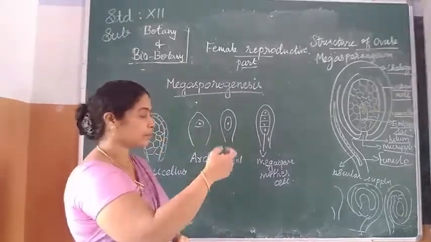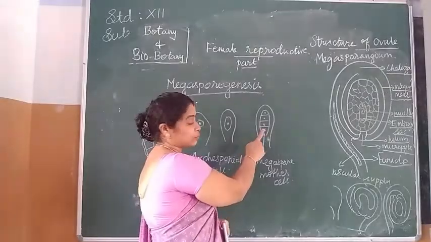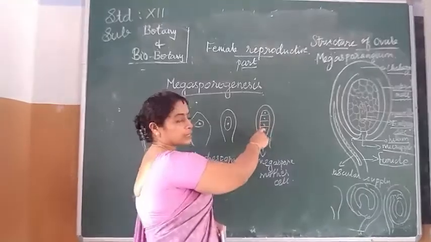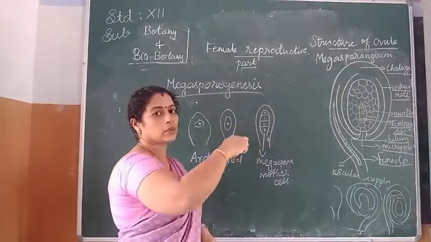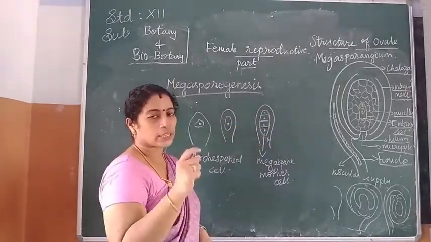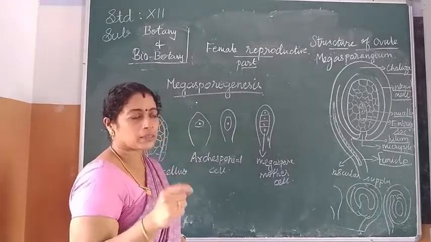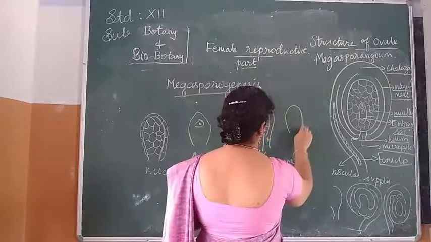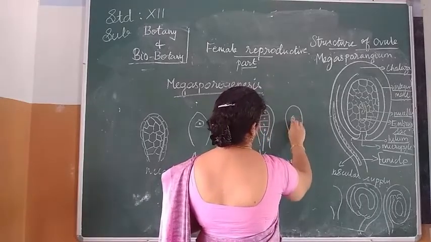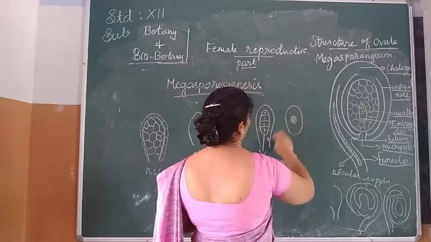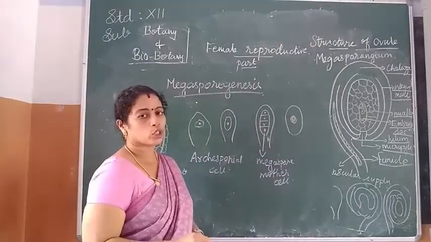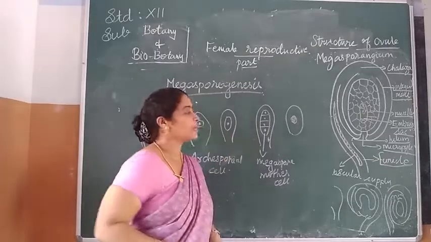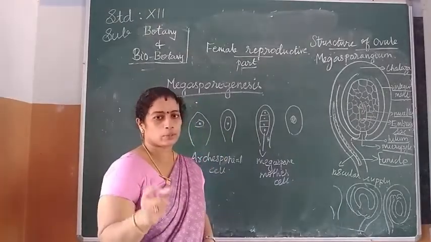Before that, after the formation of the megaspore mother cell, the sporogenous cells, that is the parietal cells, will be degenerating, and only a single cell will be present as the megaspore mother cell. Okay, that is monospore. Among these four spores, only one will be involved in the formation of the embryo sac.